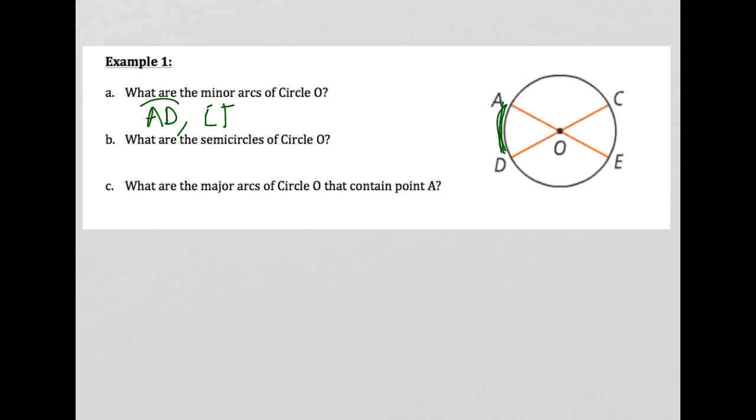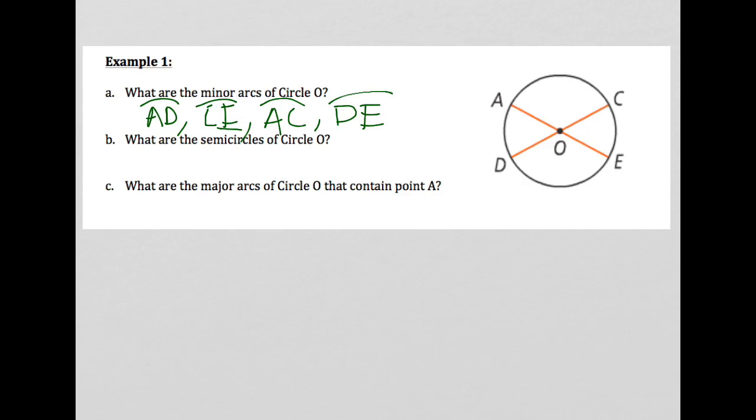CE would be another minor arc. Let's see. AC is also a minor arc, and then there's a fourth one, DE. Okay, so maybe you got that right, or hopefully you at least can see that all four of those are less than semicircles, and we know that we're going around. I keep stressing this, but we know we're going this direction since I don't have another point listed in between there. So you can see the minor arcs there.